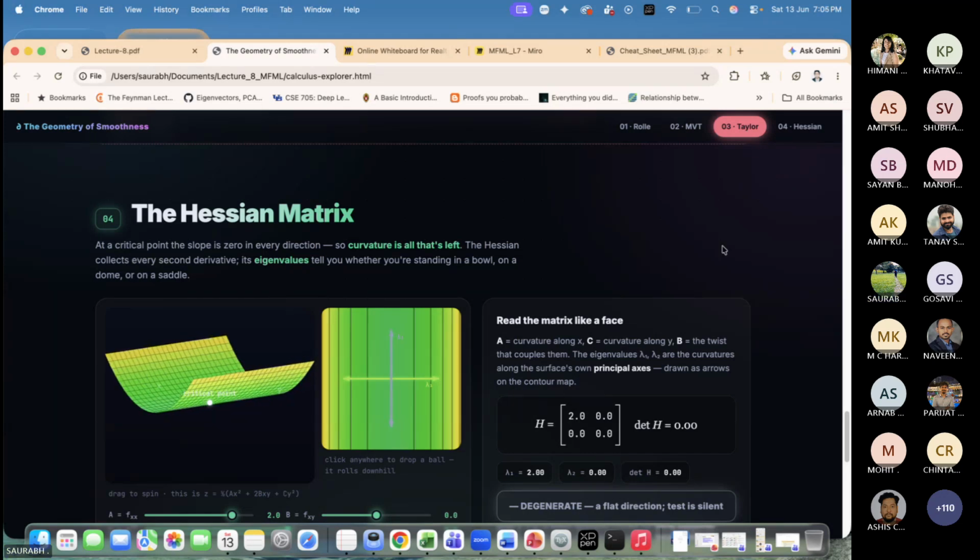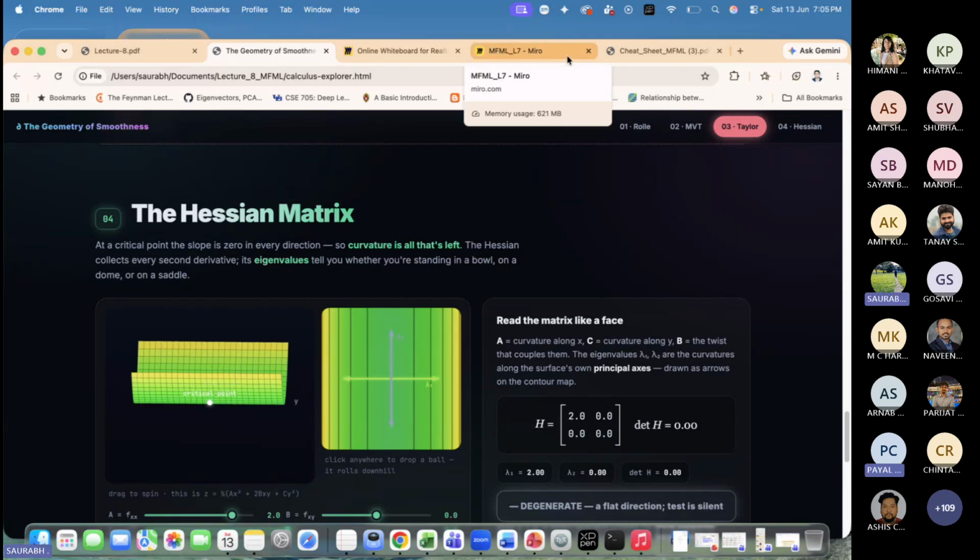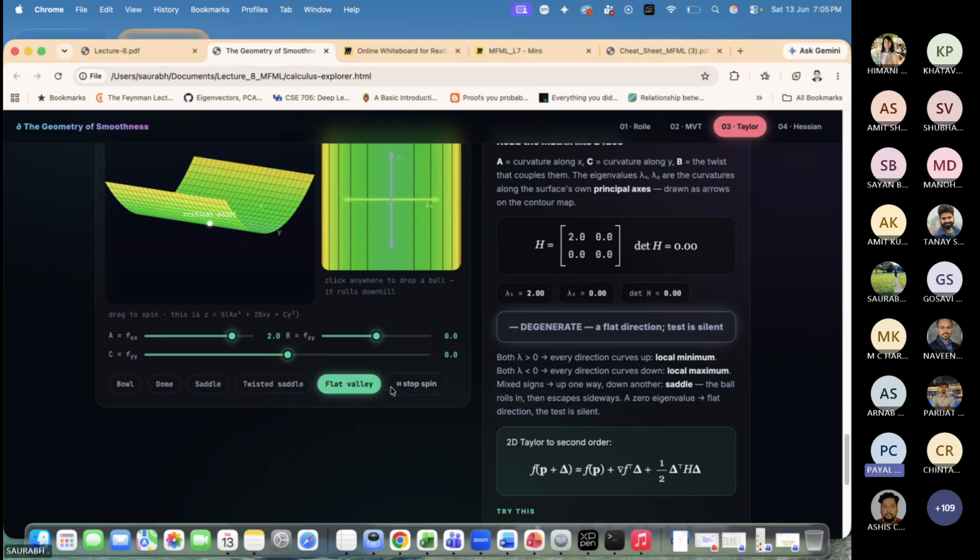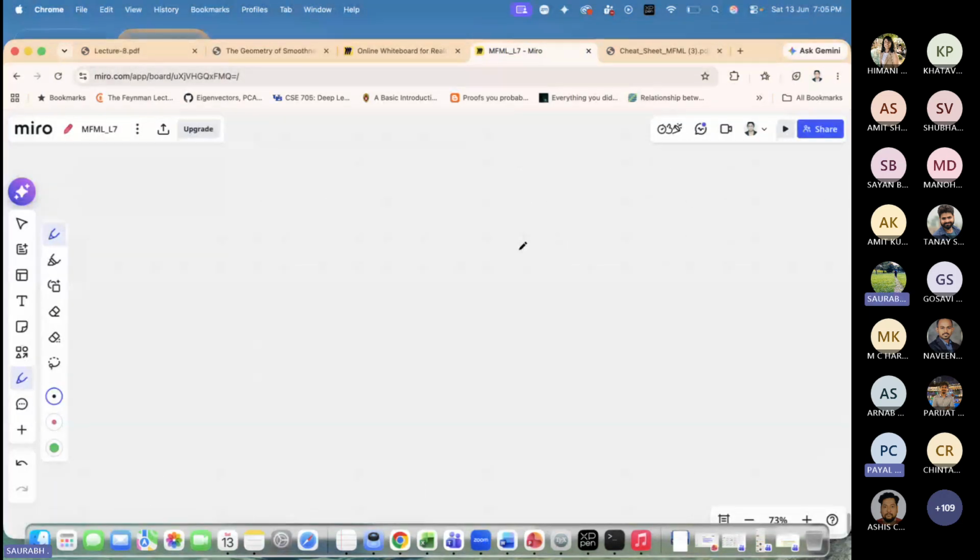Sir, can we conclude about gradients of vector valued functions? Okay, go ahead. Gradients of vector valued functions, right? The Jacobian one. Will we be covering that tomorrow? Yes, yes, tomorrow. We'll start with that only. Okay.